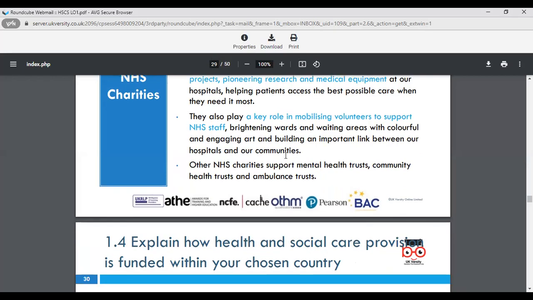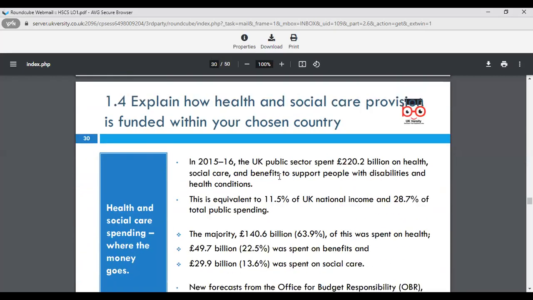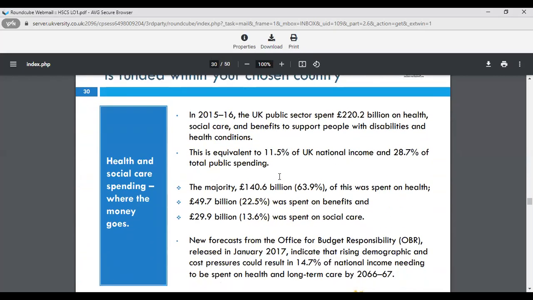So there are other NHS charities that support mental health trusts, community health trusts, and ambulance trusts also. So then we have the health and social care spending. Where does the money go?